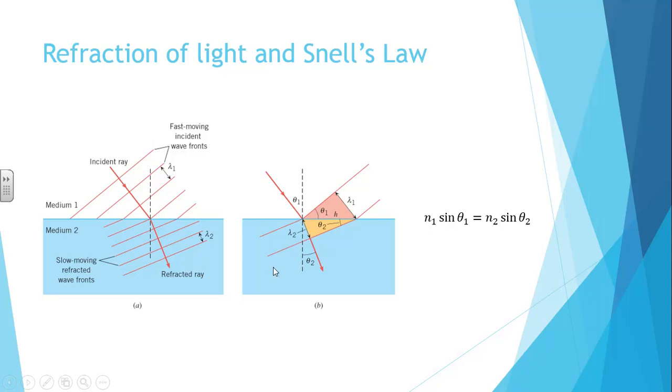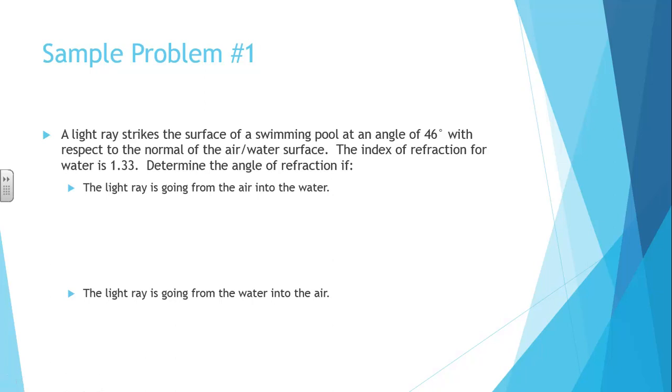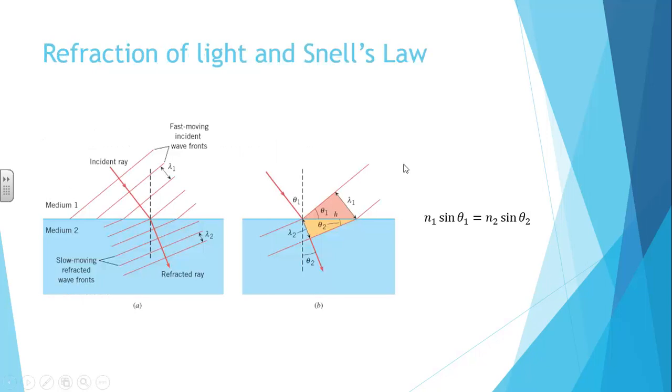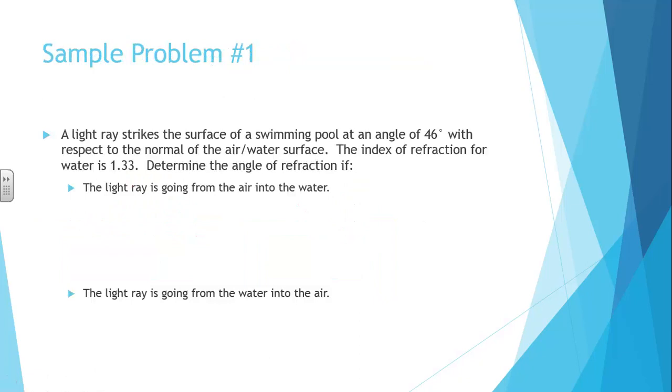Now you can actually go through and play around with the right triangle trigonometry and prove to yourself that that is true. It happens to work out that there are two similar right triangles where these opposite sides are related to the indices of refraction. So let's do a quick sample problem. Let's say we have light that strikes the surface of a swimming pool at an angle of 46 degrees with respect to the normal. It's worth pointing out that we measure the angle of incidence and the angle of refraction with respect to the normal as well.